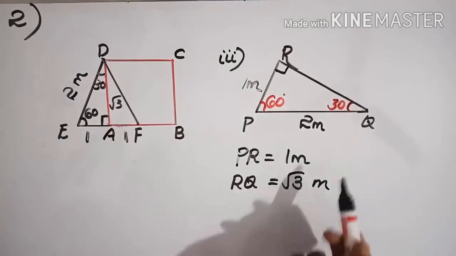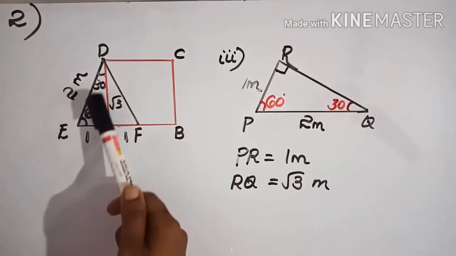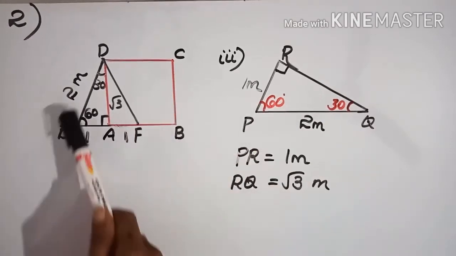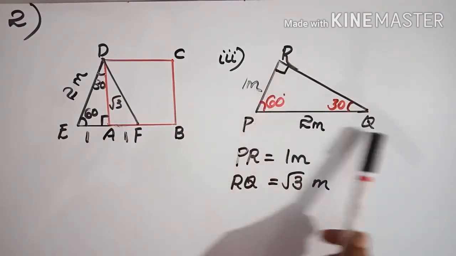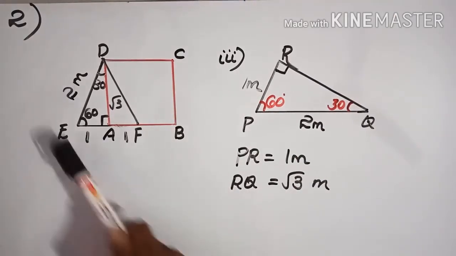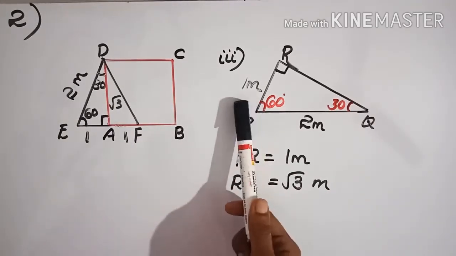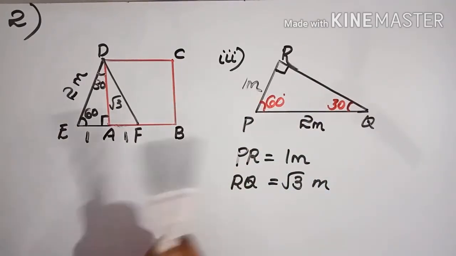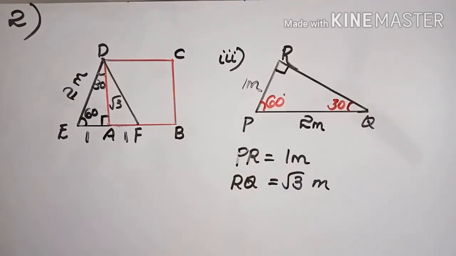Just by comparing these two triangles we can write the answer. 30 degree, 60 degree here, then hypotenuse is 2 meter. Here also this is 90 degree, meaning the 90 degree opposite measurement is always the hypotenuse. So here hypotenuse 2 meter, here also hypotenuse 2 meter. That means the other remaining two sides will also be equal. So that is 1 meter and root 3 meter.